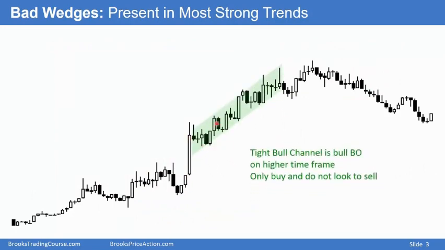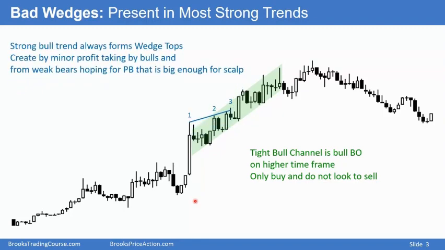We have a bull breakout and a very tight channel. And on a higher time frame chart, this is also part of the breakout. This breakout would be continuing up on a higher time frame chart. And when the market's in a tight channel like this or in any kind of a breakout, only look to buy, do not look to sell. Bull trends are always forming wedges. 1, 2, 3, or 1, 2, 3, 1, 2, 3. You can count them any way you want, but all of those wedges are within tight bull channels, and therefore the reversals are minor, probably leading to a bull flag and a resumption of the bull trend, not a reversal.